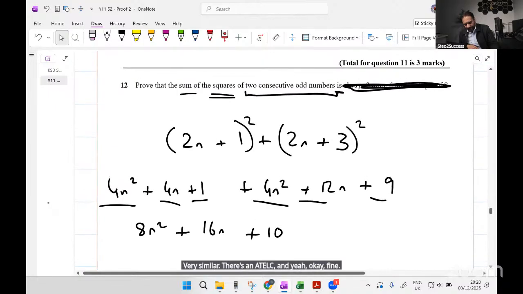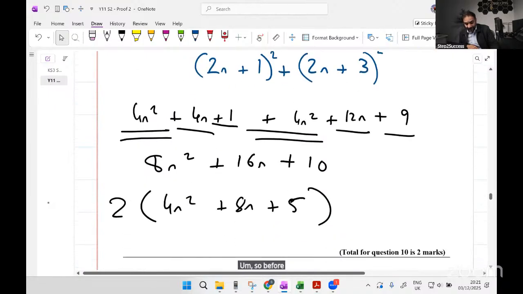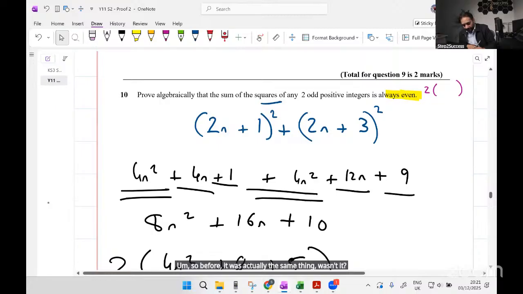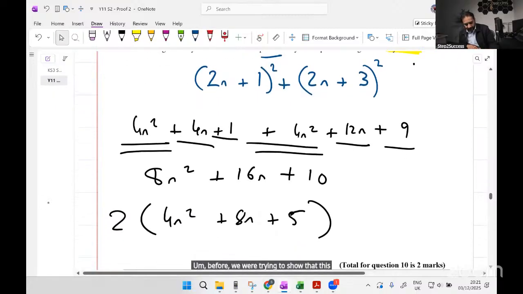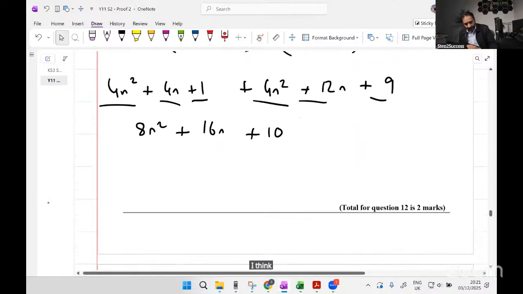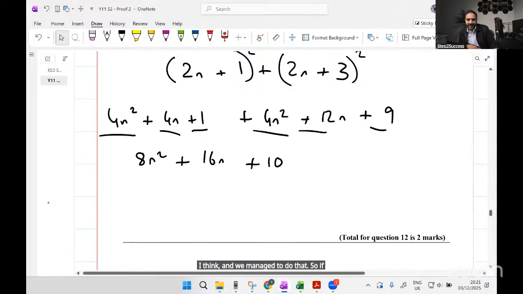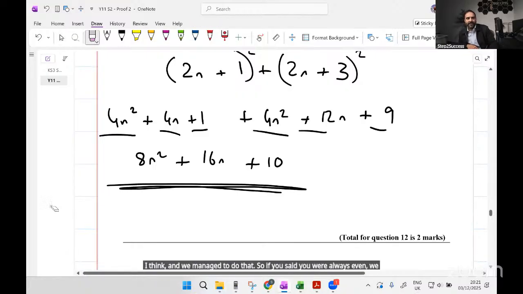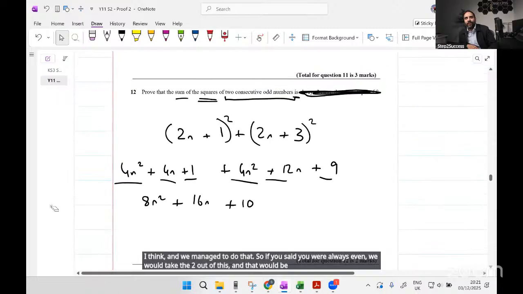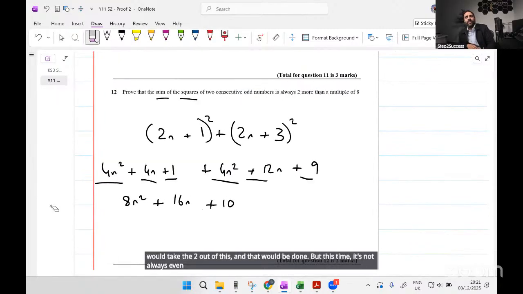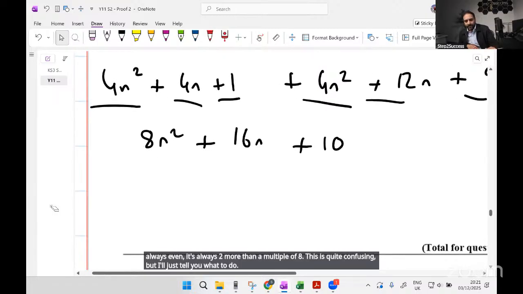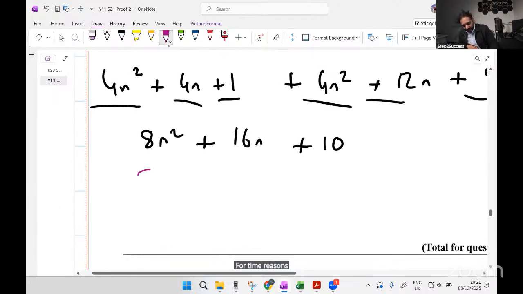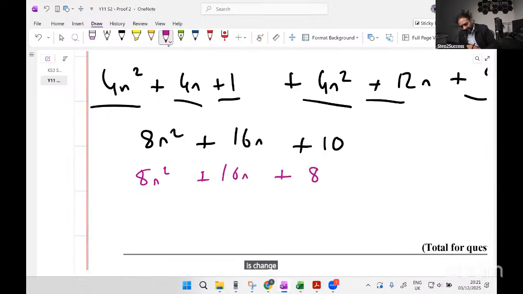So before, it was actually the same thing, wasn't it? Before we were trying to show that this was always even, I think, and we managed to do that. So if it said always even, we would take the 2 out of this and that'd be done. But this time it's not always even. It's always 2 more than a multiple of 8. This is quite confusing, but I'll just tell you what to do for the time reasons. 2 more than a multiple of 8. What you have to do is change the 10 to 8 add 2.